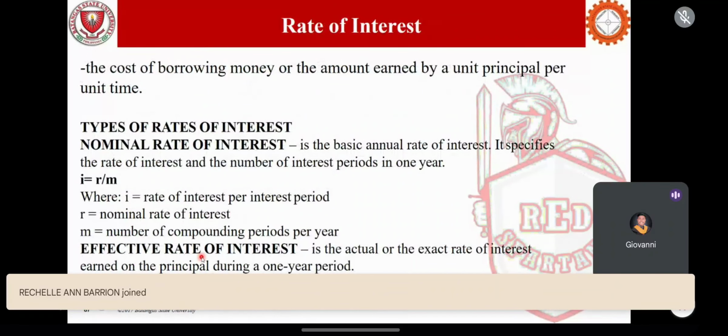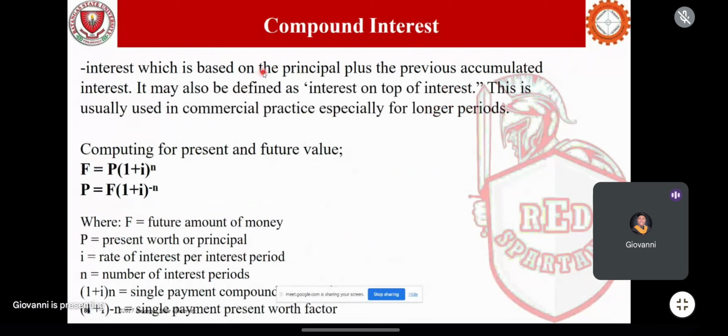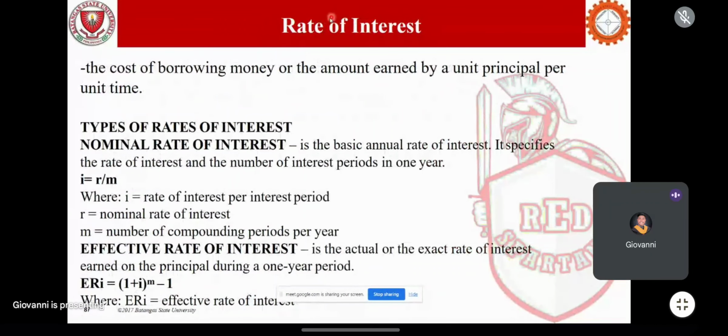Then we have the rate of interest, the cost of borrowing money or the amount earned by a unit principal per unit time. Types of rate of interest, you have the nominal rate of interest and the effective rate of interest. So, nominal rate of interest is the basic annual rate of interest. It specifies the rate of interest and the number of interest periods in 1 year. At sinasabing number of interest periods per 1 year, dito na papasok ngayon kung bakit siya tinawag na compound interest, kasi meron na tayong value ng M na tinatawag, or yung ating compounding periods per year.